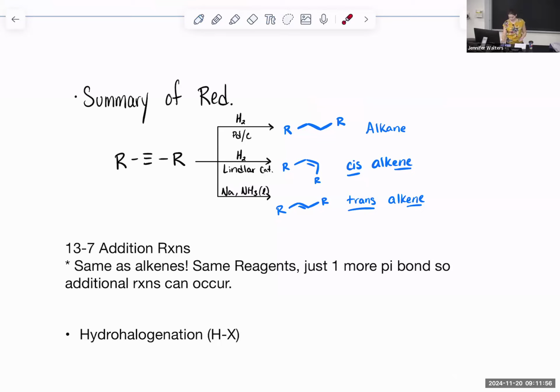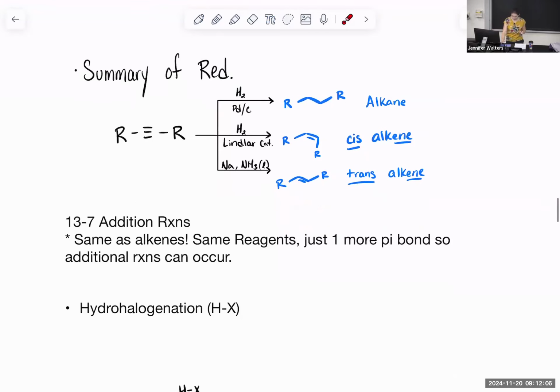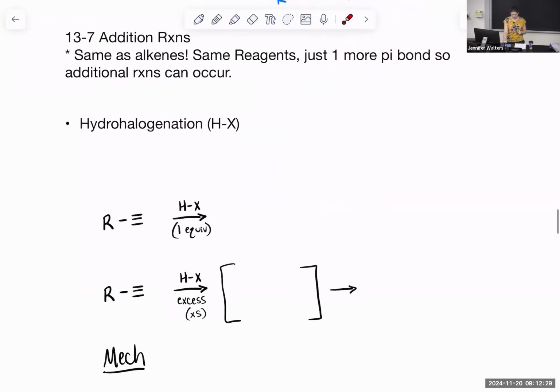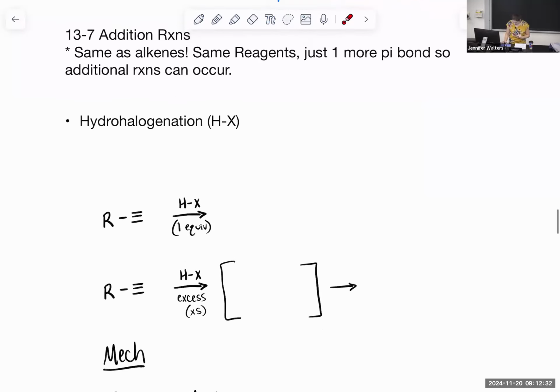And remember that hydrogen, when you have H2 gas, is always in excess. So there's no way to limit the equivalency there. When we look at our normal addition reactions, they're going to be the same general reactions as our alkene additions. We're going to have the same reagents. We just have one more pi bond, so additional reactions could occur, or we're going to have a couple of exceptions where we get a different product. But first, let's talk about our hydrohalogenation.